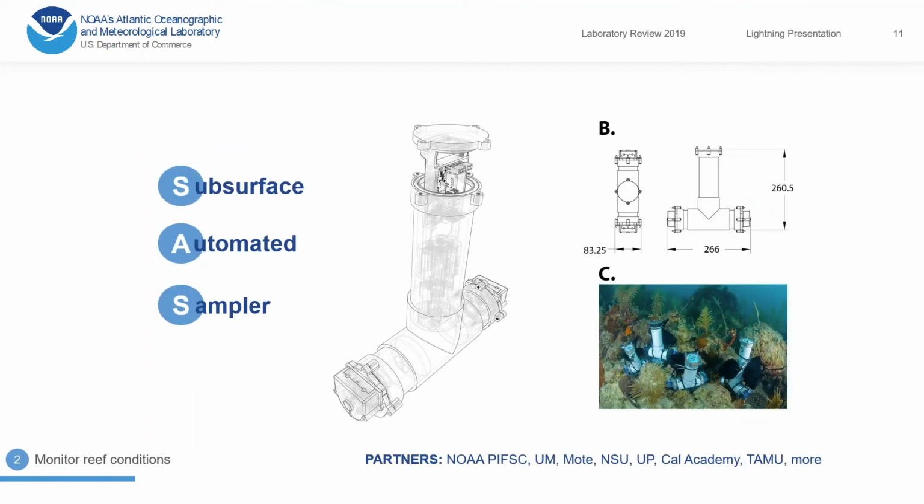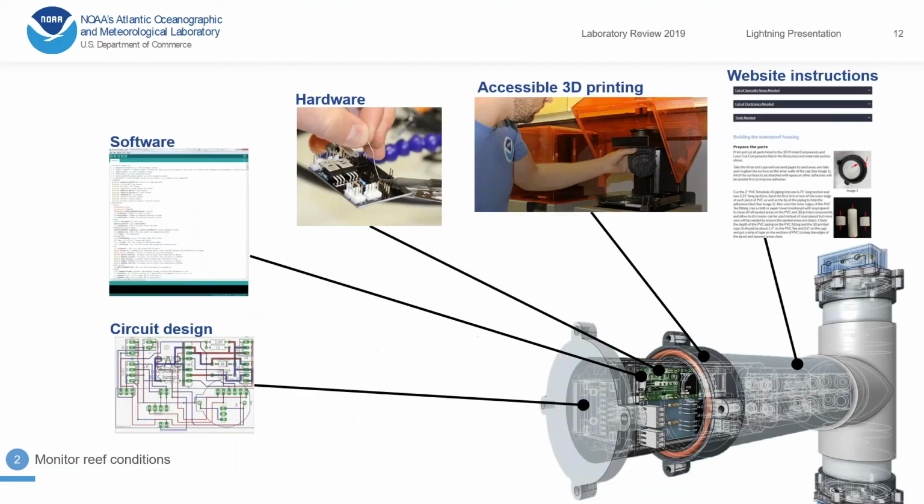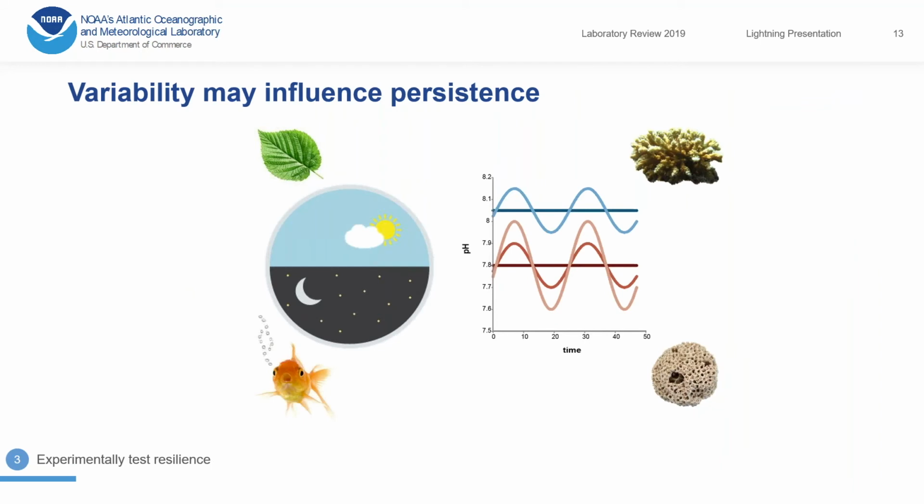So we've developed subsurface automated samplers in-house at AOML that simply put allow us to collect water without divers or assets in the field. This allows us to expand our sampling efforts in both space and time. We've done this from the ground up, designing the circuitry, the software, the hardware, 3D printable CAD models, and providing all of this information to any of our collaborators online, free of charge, in an entirely open source manner. And tons of labs are integrating this into their monitoring design.